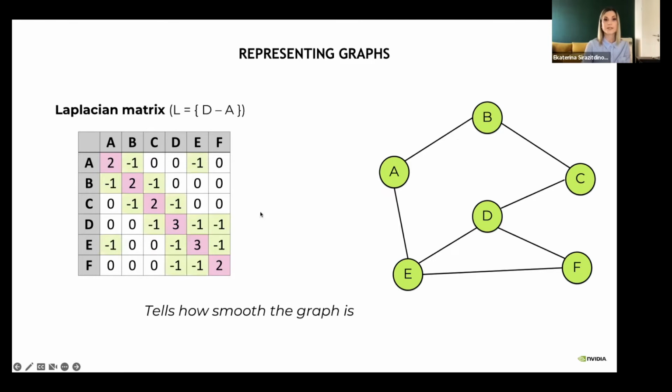There's also the so-called Laplacian matrix representation, and this basically shows you how smooth the graph is. The way to compute this matrix is basically we subtract the adjacency matrix from the degree matrix, and this is the so-called Laplacian matrix.